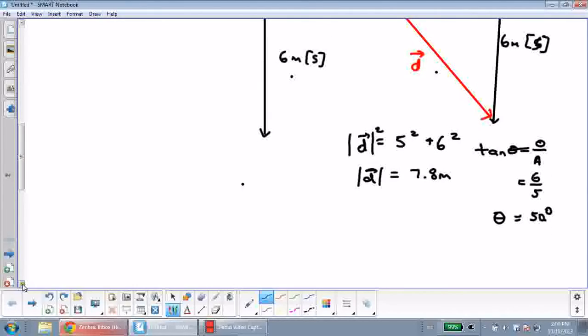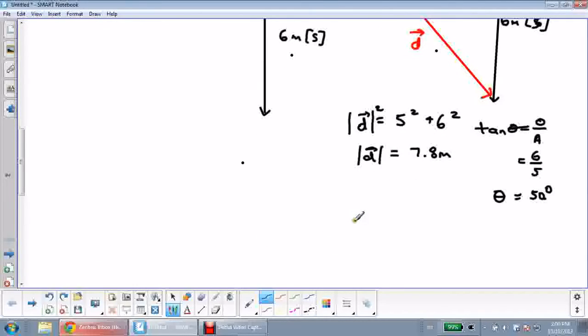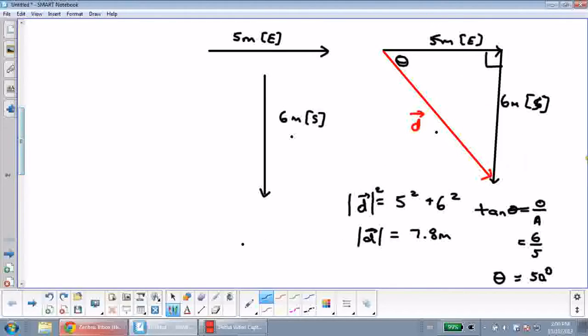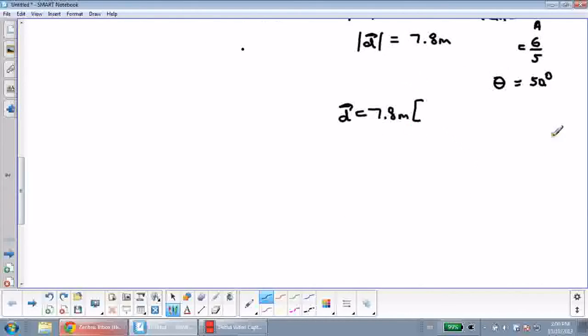I have to bring both of these things together now. I would say now that D is equal to 7.8 meters, and now I have to somehow give the direction that it's traveling in. If I look back up here and go up, it's east 50 degrees towards the south. So I come down here, I go east 50 degrees south.